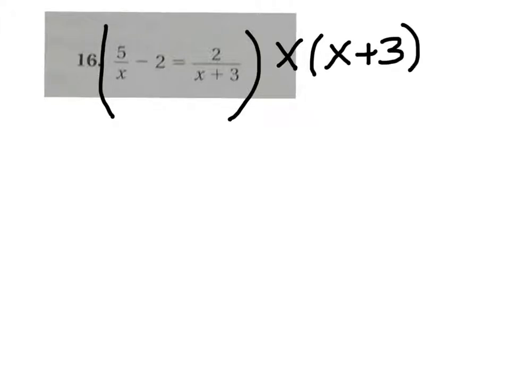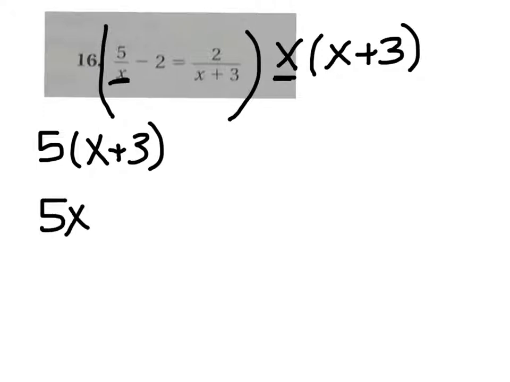Now when we multiply this to the first fraction, the x here and this x are going to cancel out. So it will just leave us with 5 times x plus 3, which is 5x plus 15.